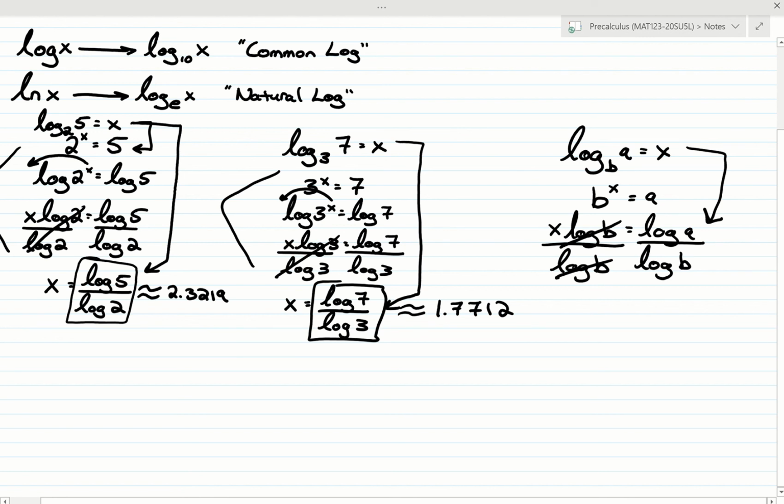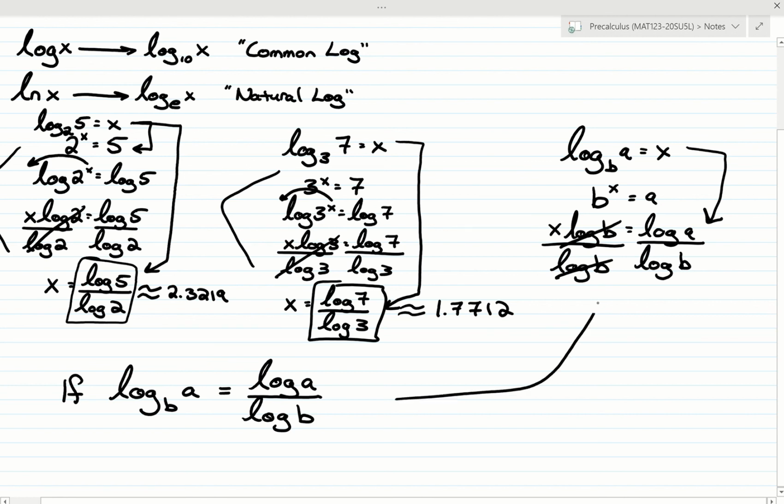So let me write it out. If we have log base any base of a, on your calculator, if you want to figure out what that number is, that's always going to equal the log of the argument divided by the log of the base. That's what we showed over here. This is called the change of base theorem.